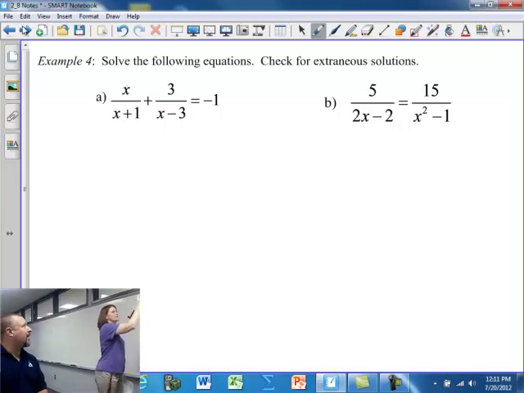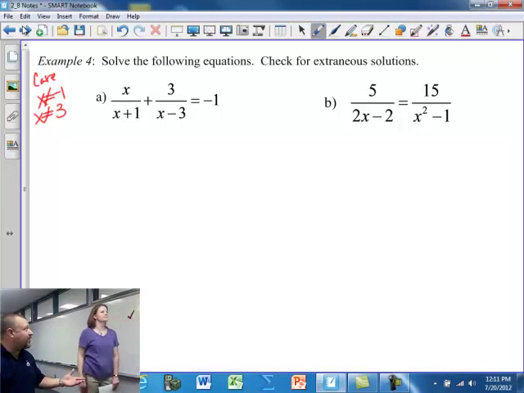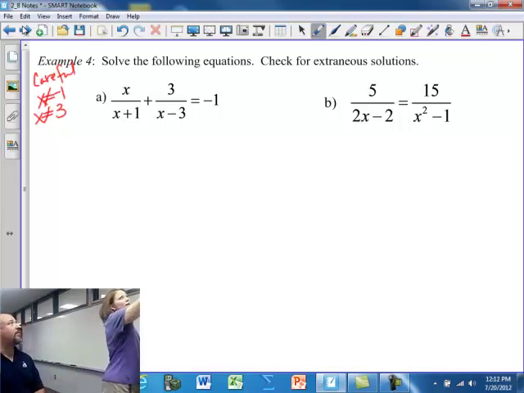What x value would give you 0 in the first fraction? Negative 1. So off to the side, if you need to, write yourself a note that x cannot equal negative 1. And what about the second fraction? Positive 3. So if you get either one of these answers, you have to throw them out. They're not any good. If you happen to get both of those answers, then you don't have any solutions.